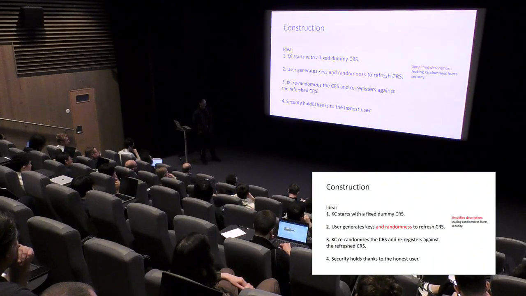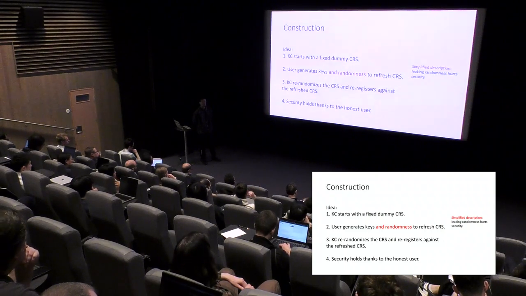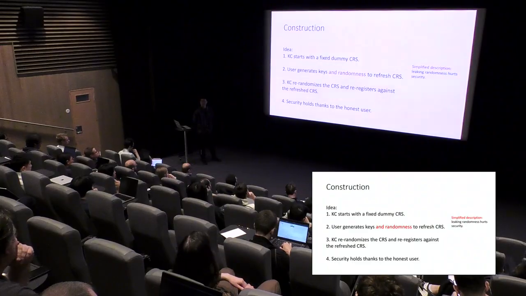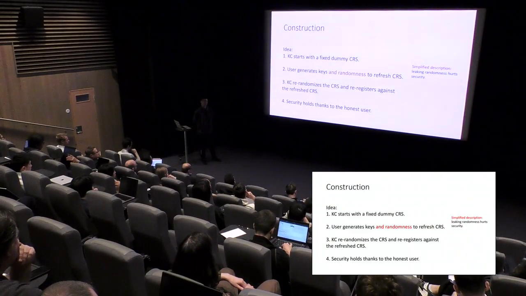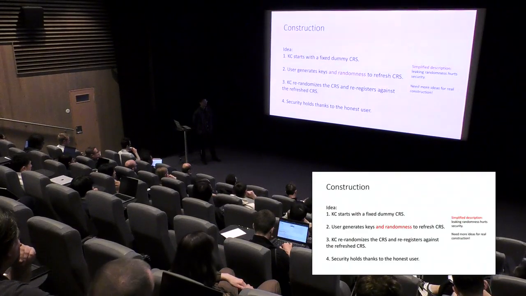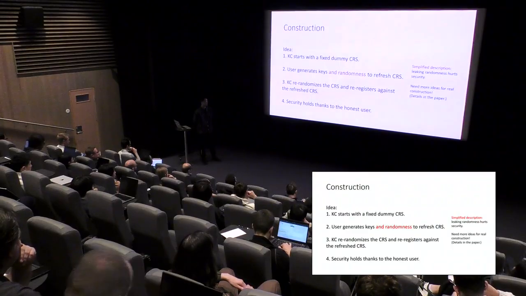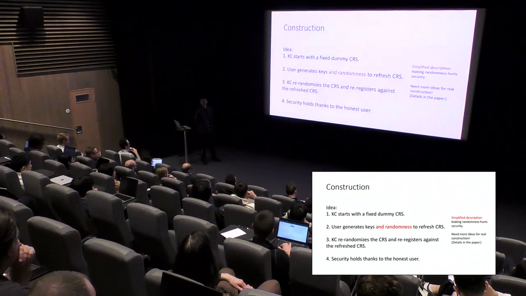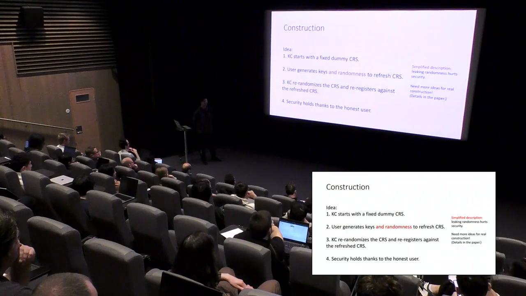Note that this is a simplified description of our real construction. For example, in the real construction, the honest user cannot just send the randomness in the plain, because leaking randomness could hurt security, and in fact, it does hurt security. So for the real construction, we need more ideas, and please read the paper for the more ideas. For this talk, let's just assume that the adversary cannot see the randomness sent by the honest user.